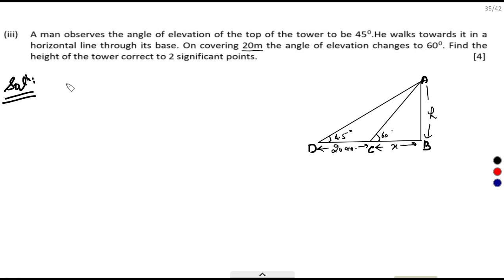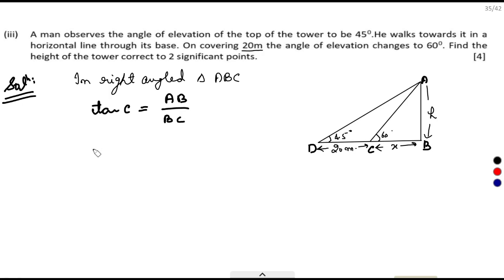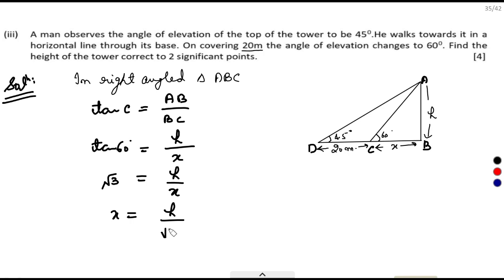First of all, we are considering triangle ABC. Tan C will be equal to perpendicular upon base, and this is tan 60 degree. AB is H and BC is X. Tan 60 is under root 3. X is equal to H upon under root 3.